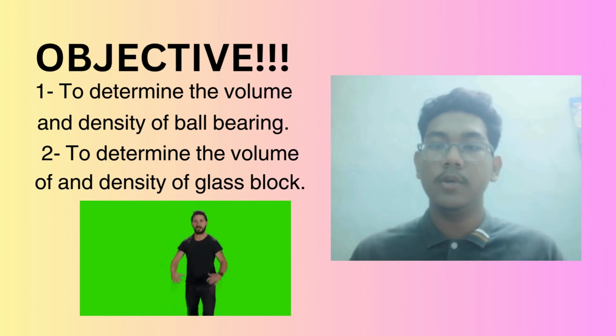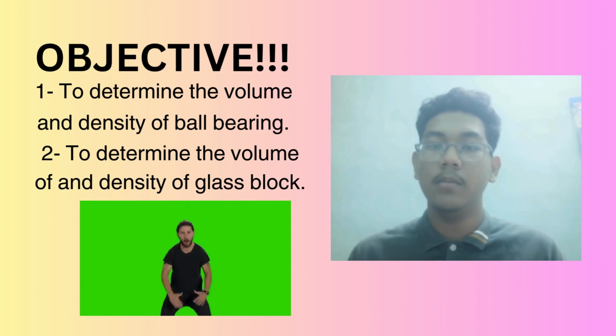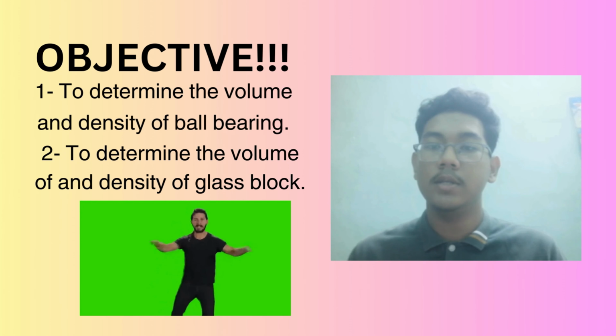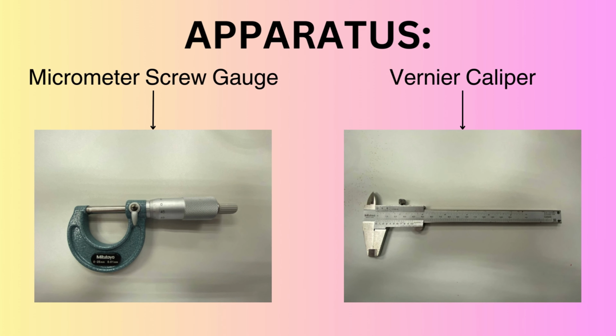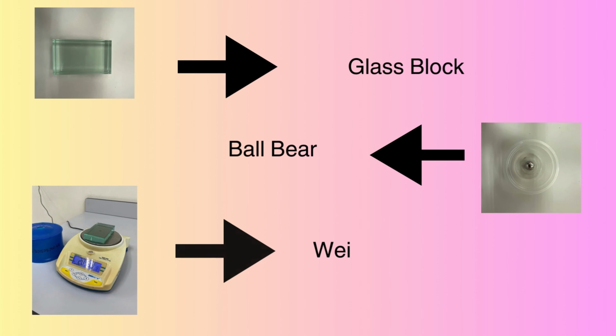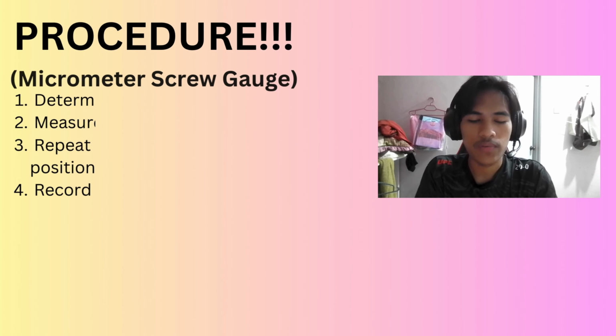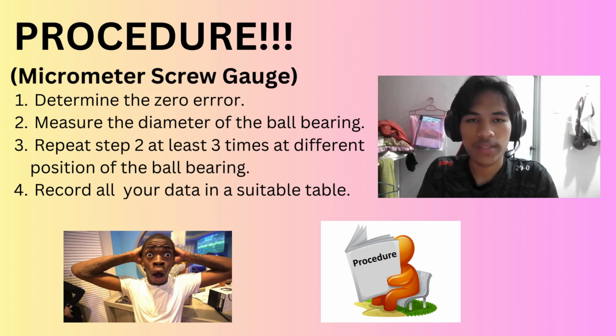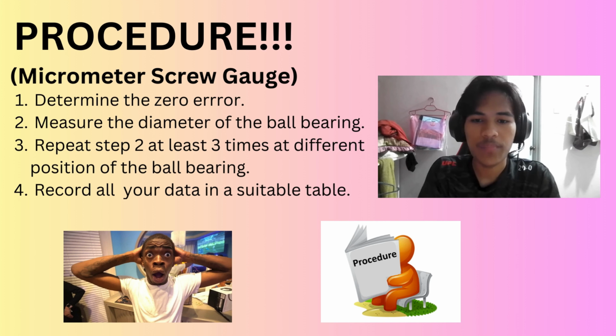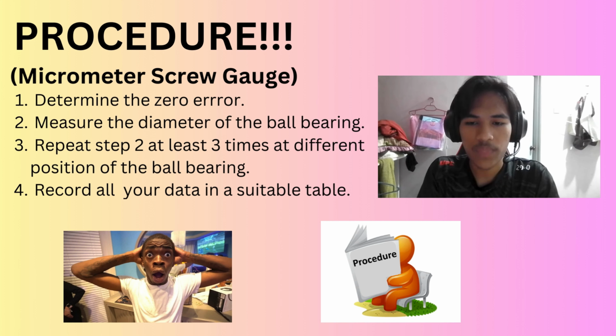Today's objective for this experiment is to determine both the volume and density of the ball bearing and glass block. The first step is we need to determine the zero error. The second step is we need to measure the diameter of the ball bearing. Keep in mind you need to turn the ratchet knob until you hear the click sound. Do not overturn the ratchet knob as this would cause damage to the micrometer.